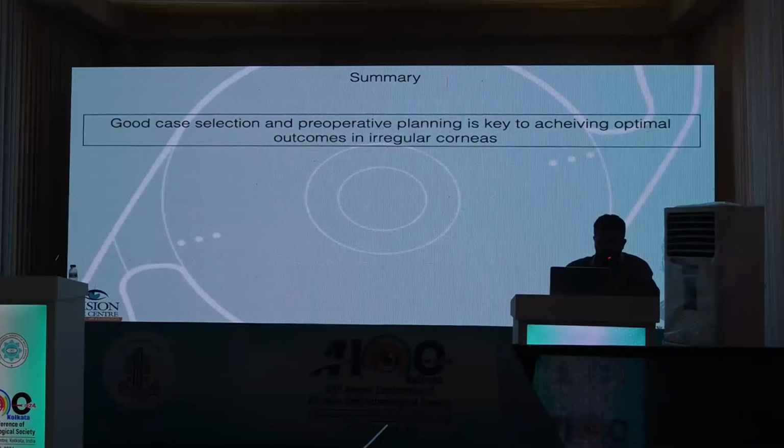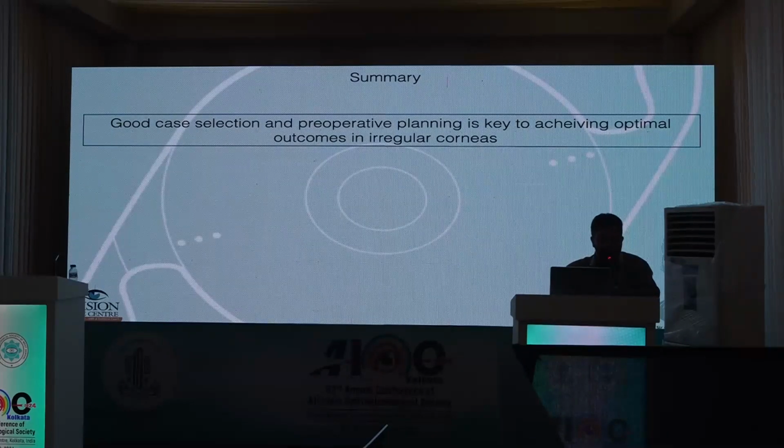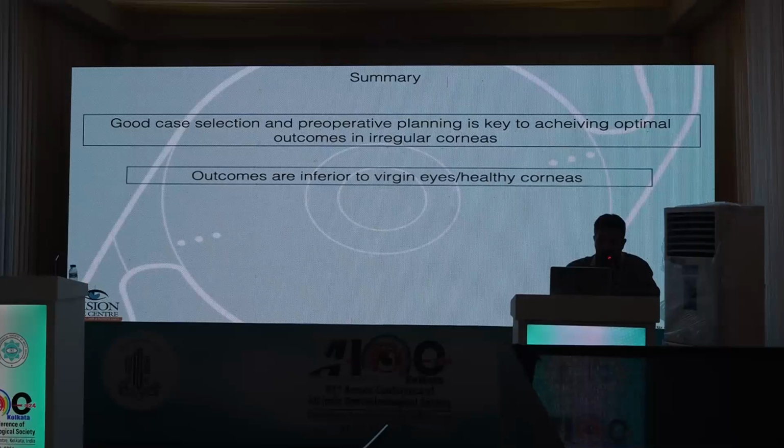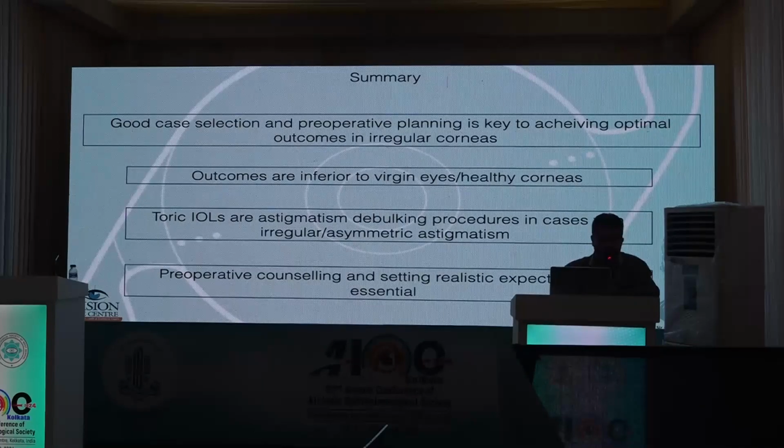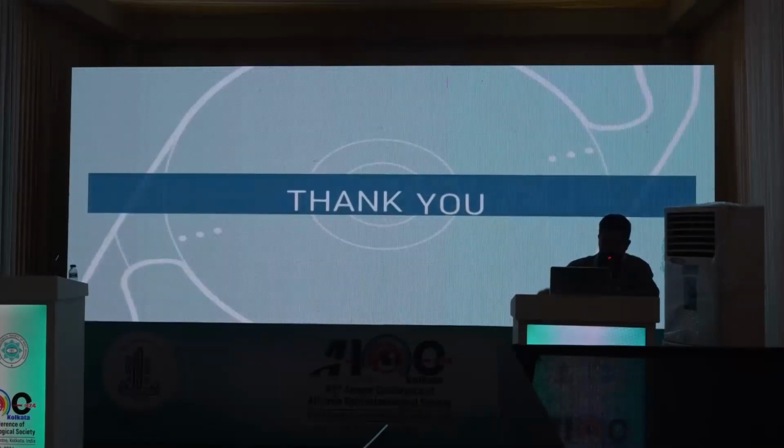So to summarize, good case selection and good preoperative planning are essential in achieving good outcomes in irregular corneas. The outcomes are going to be inferior to healthy corneas or virgin eyes, and that's something you and your patient should be aware of. Toric IOLs are essentially astigmatism debulking procedures where you're trying to reduce the astigmatism in cases with keratoconus and in cases with penetrating or anterior lamellar keratoplasty. And therefore, it's very important to counsel your patients well and set the right kind of expectations. Thank you.